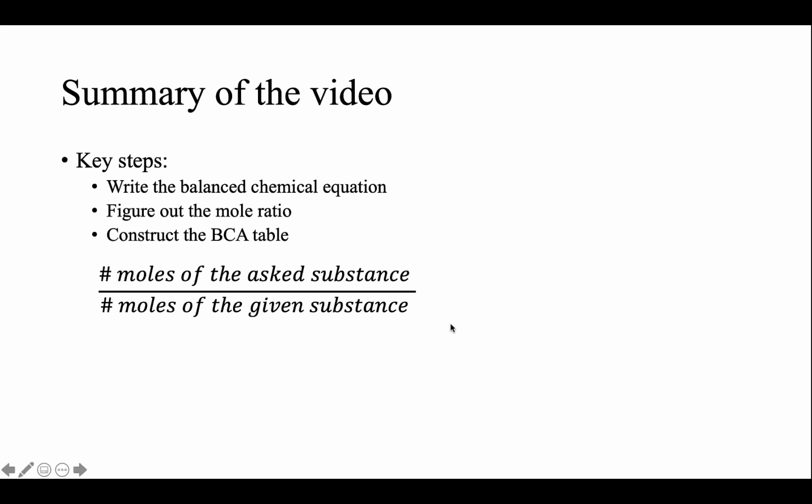Essentially, today, the most important thing here is you now have one new conversion factor to work with, which is the mole ratio, which is the number of moles of the substance, usually the unknown amount in your question, over the number of moles of the given substance. So your initial amount, usually.